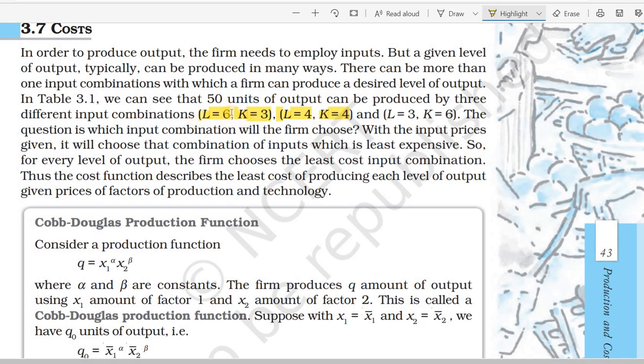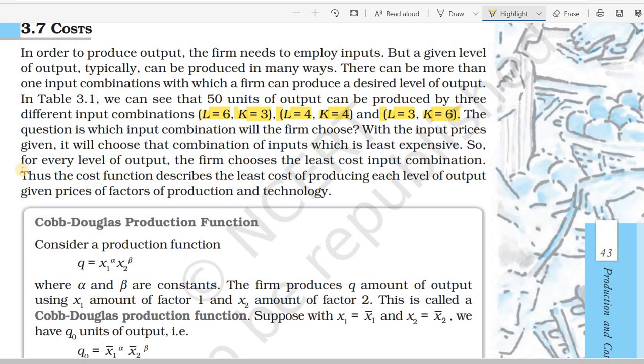Here the labor number is more: labor number is 6, here labor number is 4. But the capital number is more compared to the first production combination: capital number is 3 and here capital number is 4. And in this combination, labor number is 3 and capital number is 6. In this situation, which combination will we choose?